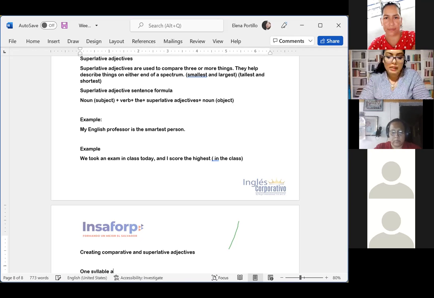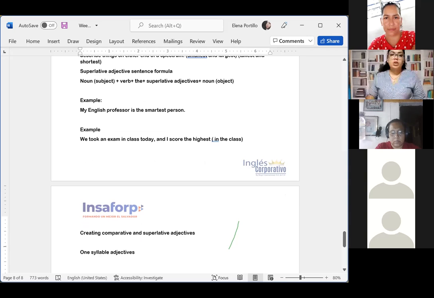One syllable adjectives. ¿Cómo creamos nosotros los superlativos y los comparativos? So, en este caso, vamos a hablar primero de las one syllable adjectives, de los adjetivos que solo tienen una sola sílaba.